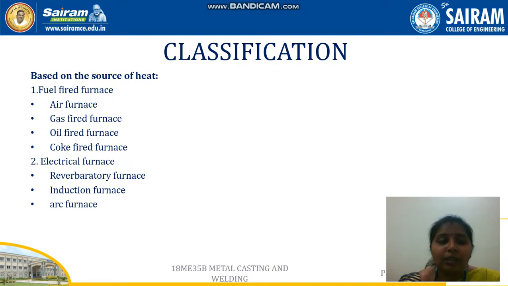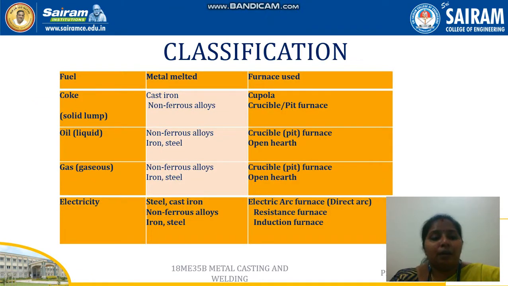So these are some of the types of the electrical furnace. Next is about the fuel used, metal melted, and furnace used. So the classification of furnace based on these three categories. So first one is coke. So the metal that can be melted using the coke is cast iron and non-ferrous alloys, and the furnace that is used for this type of melting is either a cupola furnace or a crucible or a pit furnace.